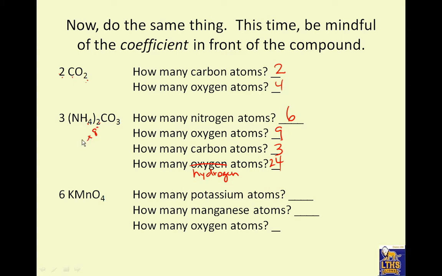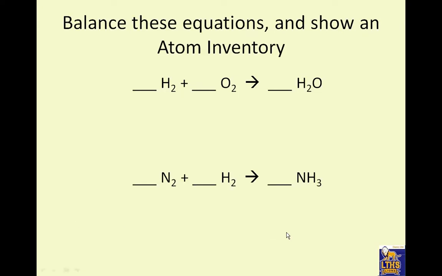8 times 3 equals 24. Okay, potassium, 6 K. That's a lot. 6 Mn's. 4 times 6 is 24 oxygen. All right, we have to be able to count atoms.